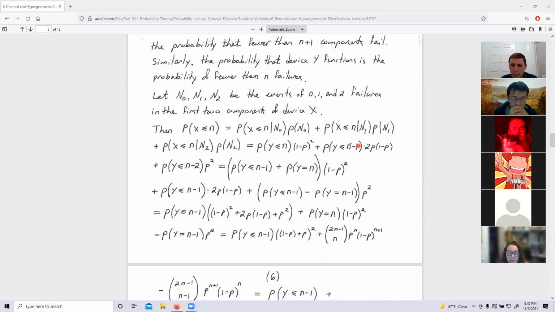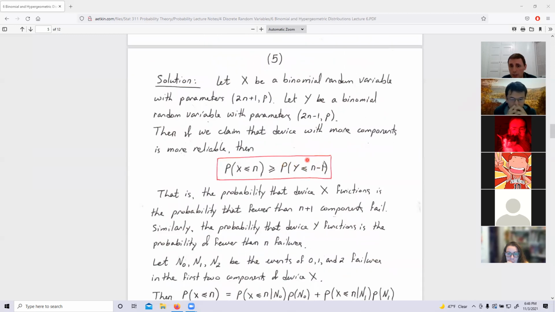Then what do I do next? Then this one I don't bother. You can see it's here. And then this one I split into y less than or equal to n minus 1 minus y equal to n minus 1, you see, because it's y less than or equal to n minus 2, so it's y less than or equal to n minus 1 minus the probability y equals n minus 1, right? Times p squared. And then I just recombine. The reason I do the y less than or equal to n minus 1 is because I'm searching for this part. You see, I'm comparing this part to that part.